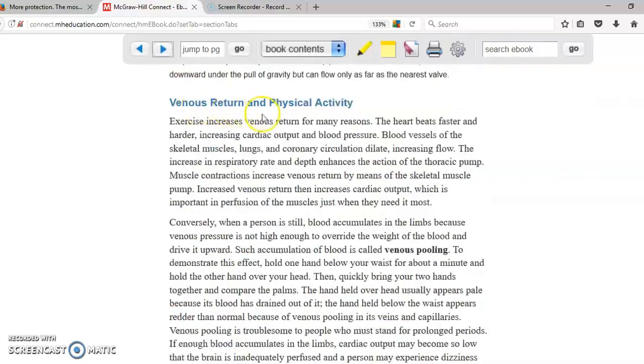Venous return and physical activity. With any kind of physical activity, the blood will return faster because obviously the heart will pump faster and all the activities in your body will increase. Venous pooling, that happens when you accumulate blood in your legs. For example, when you are sitting down for a long period of time, or when you are laying down in your bed and you don't move your legs, then that's when that happens.